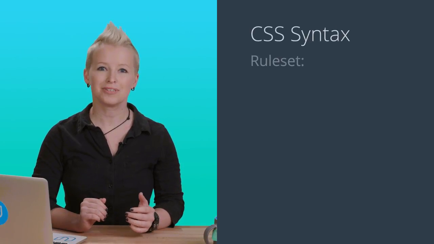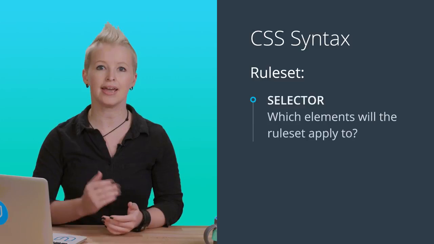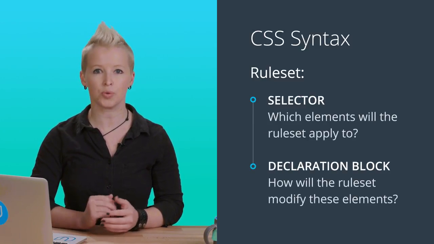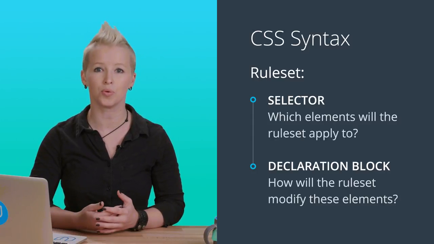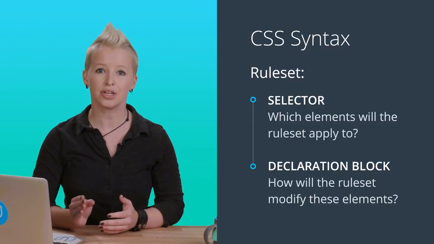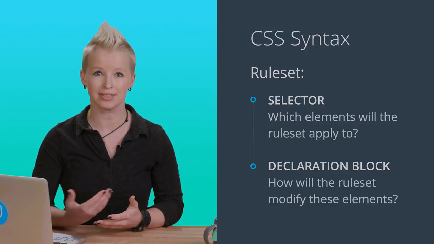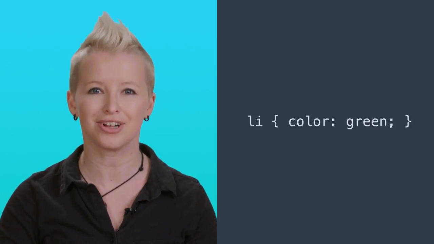A CSS rule set is made up of two parts, a selector and a declaration block. The selector is the part that says which HTML element or elements the rule is going to work on. And the declaration block says how the rule will modify those elements. Here's that example from before, a rule set that turns all of the list items green.